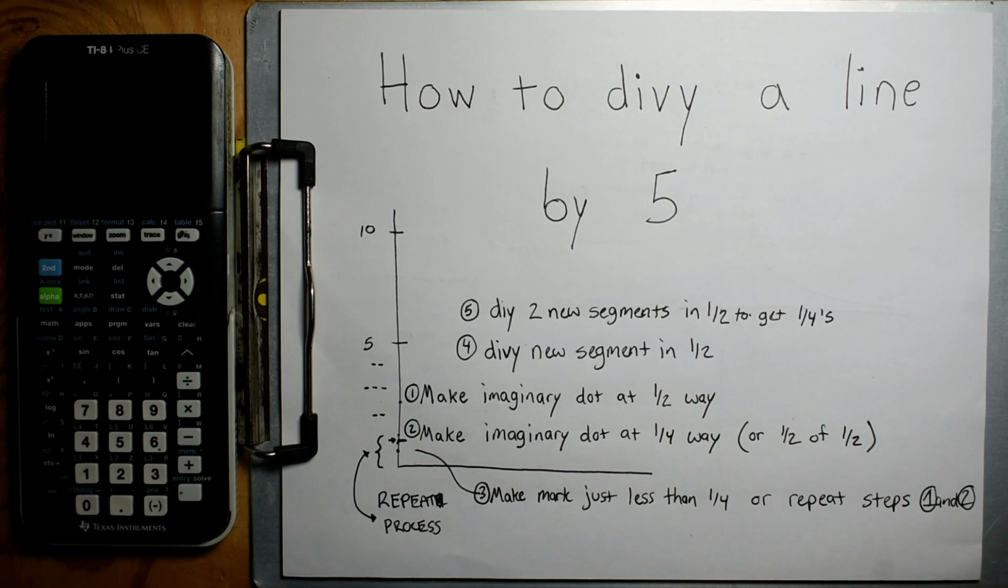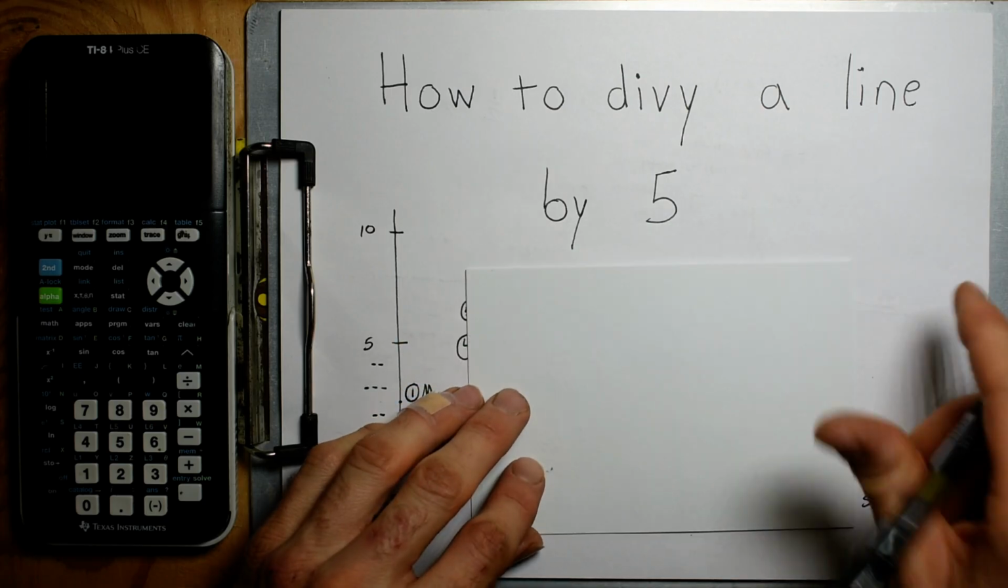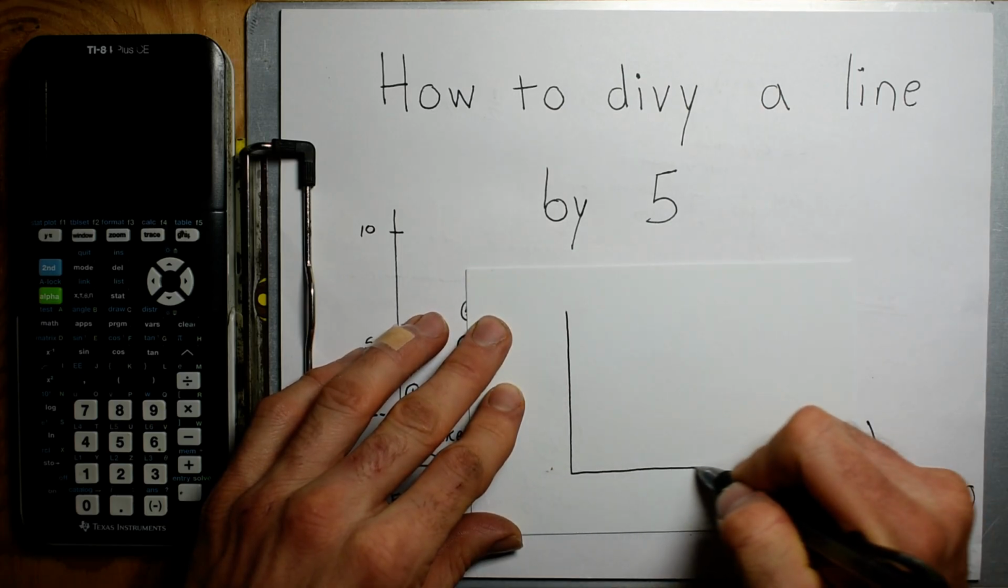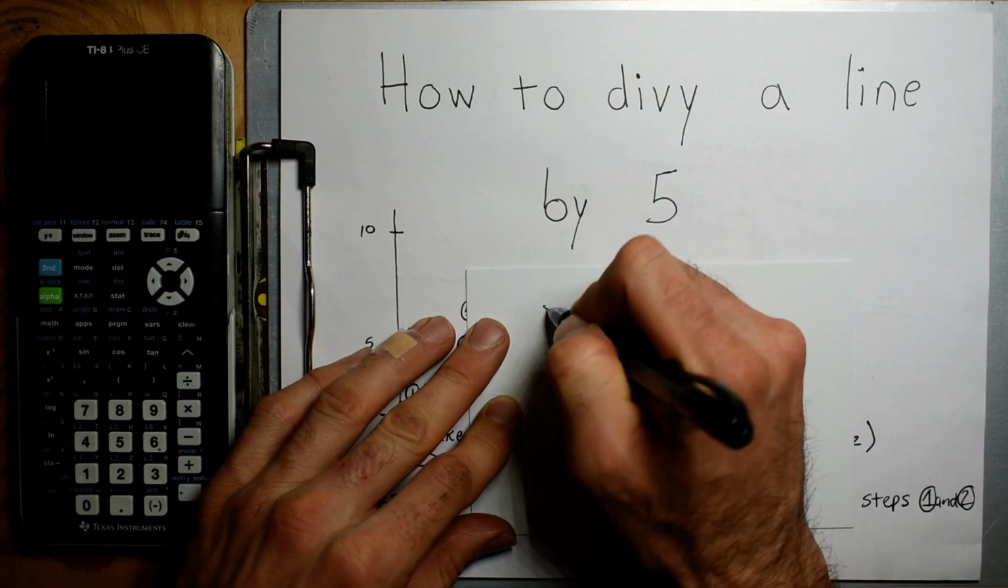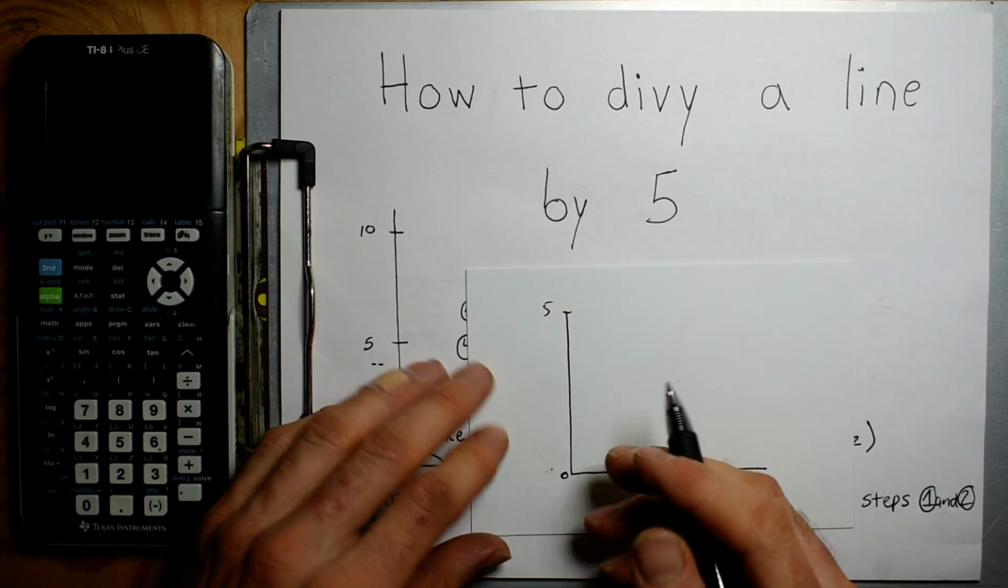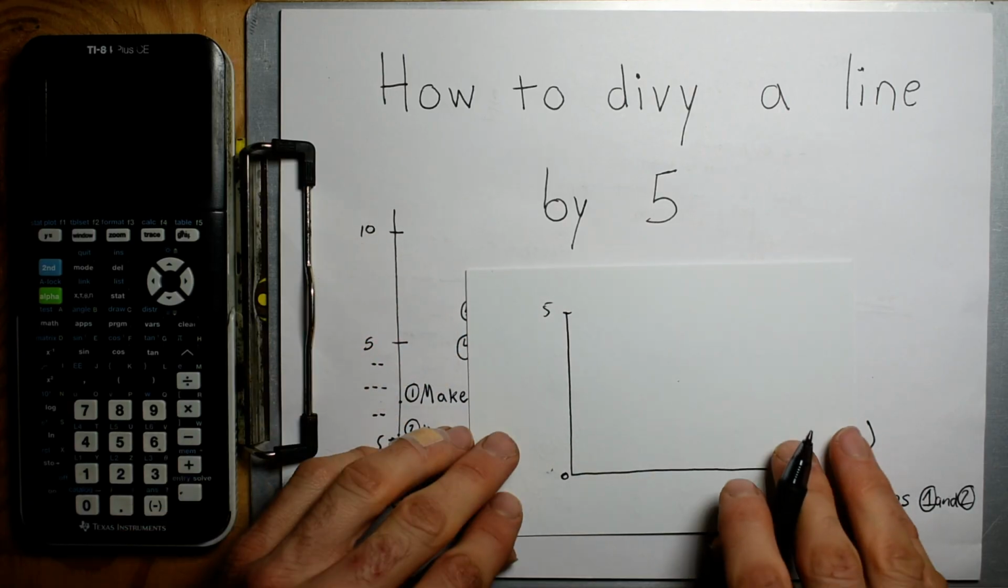Alright, hell yeah. So today we're going to divvy a line into 5 equal pieces. This comes up a lot, like if I have a graph like this, and this is 0, and this is 5 up here, how do I make the hashes in between here?